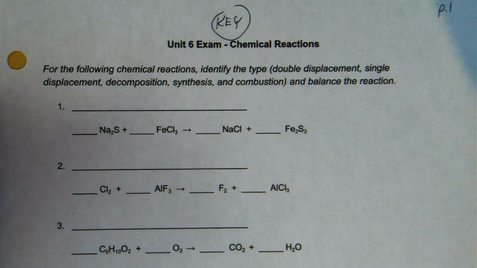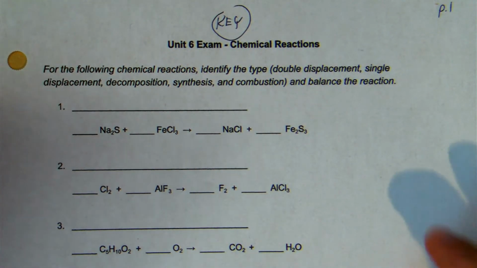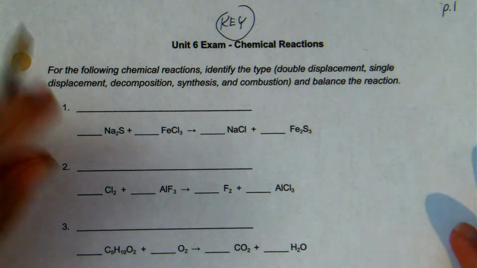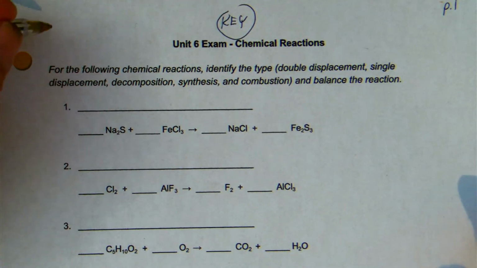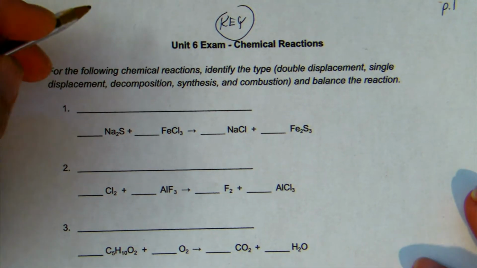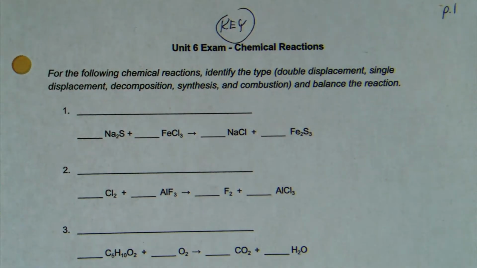All right, this is for Chemistry CP, a debrief on the exam that you took on chemical reactions in March 2021. For the following chemical reactions, identify the type and balance the reaction. All right, well, I can look at this in pencil so that I can make changes as I build up my rap sheet.